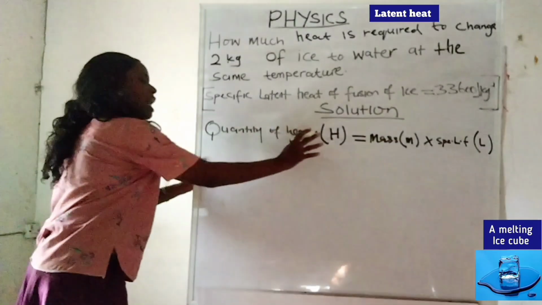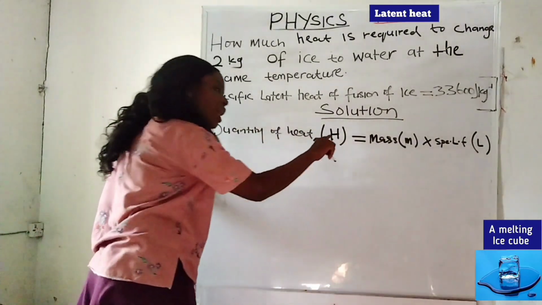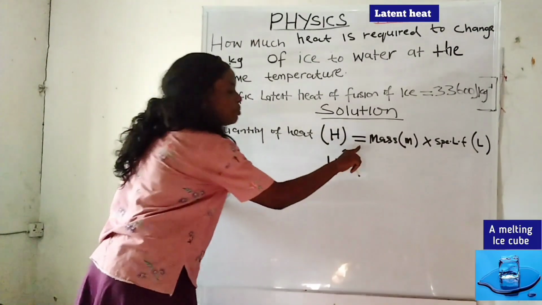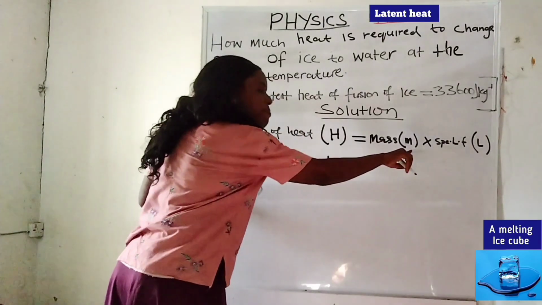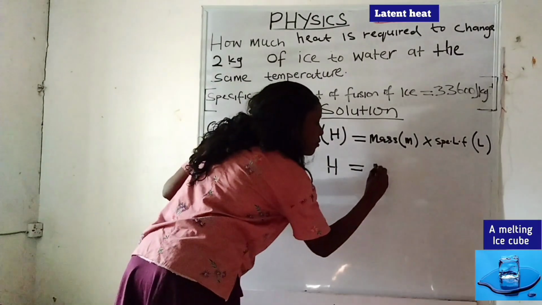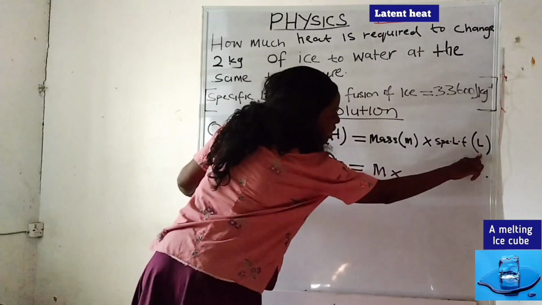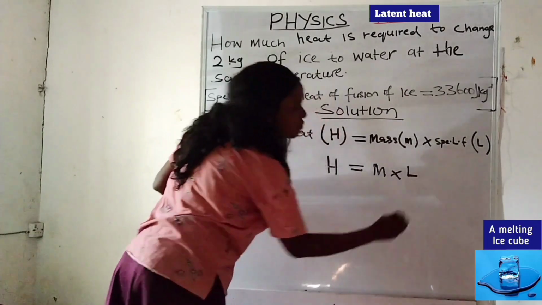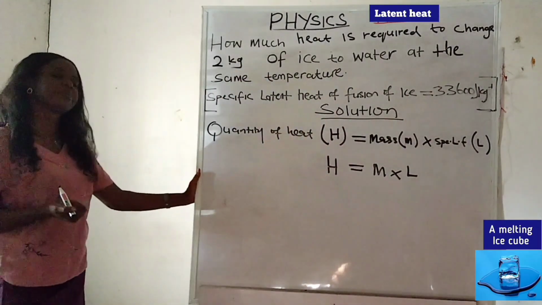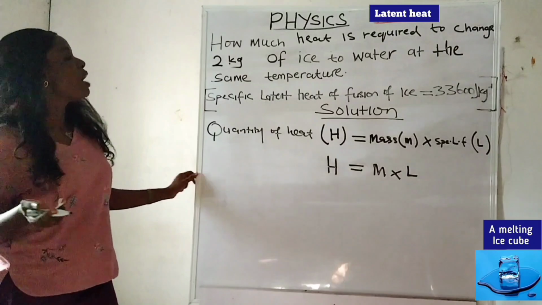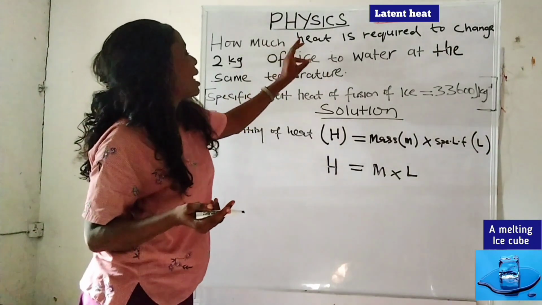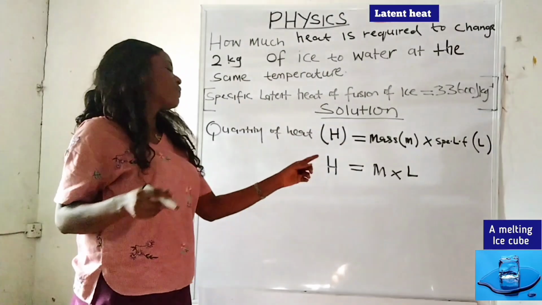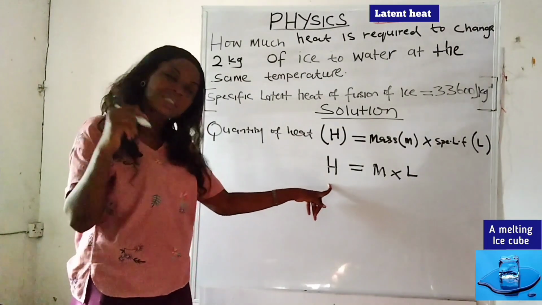Written in symbols, it will be H, which stands for quantity of heat, equals M, which stands for mass, times L, which stands for specific latent heat of fusion. If I continue, I will substitute the data given to us in this question into this formula, starting with the first one, H, the quantity of heat.